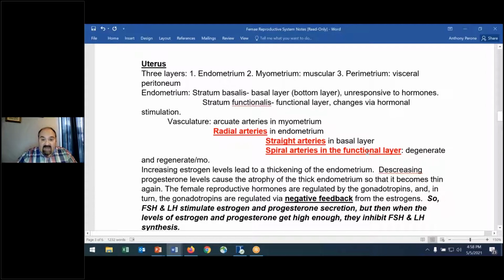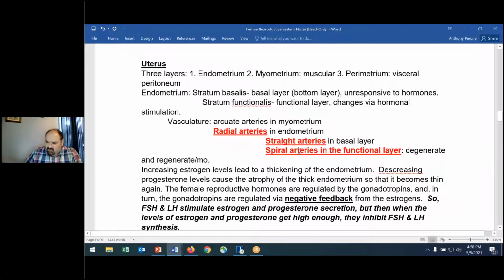So you'll see here that it's the straight, you'll have these, let me step back for a moment here. Arcuate arteries are present in the myometrium, okay, the muscular layer. Radial arteries are present in the endometrium. Now, what are also present are straight and spiral arteries. The spiral arteries are what are going to degenerate, okay?